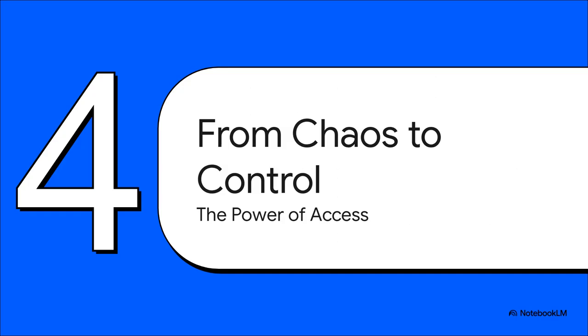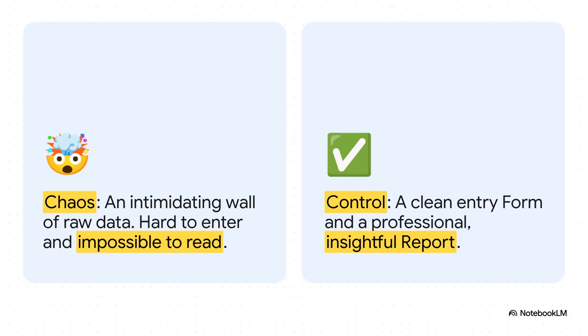So let's just bring it all home. We started out with this overwhelming mess of raw data, but now we have the tools to really establish some order. I mean, here's the entire transformation in a nutshell. We went from the chaos of a raw data table, which is hard to use and nearly impossible to analyze, to a state of complete control. We now have a clean form for accurate data entry and a professional report that gives us clear, actionable insights. We've built a user-friendly system around our data.